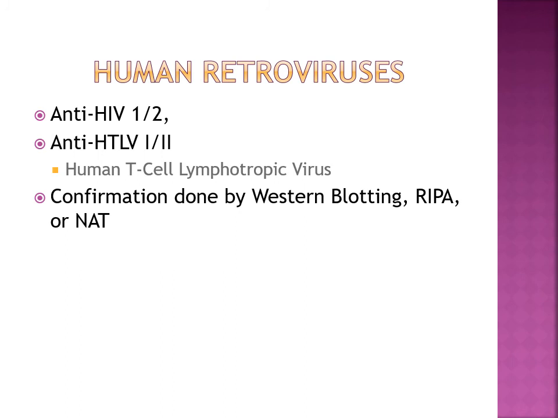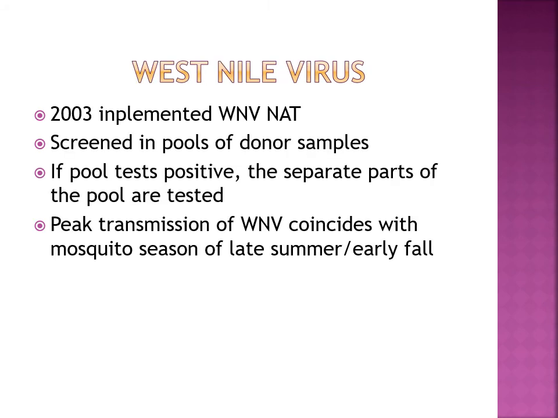We have human retroviruses of anti-HIV 1 and 2 and anti-HTLV 1 and 2. This is the human T lymphotropic virus. Confirmation is done by Western blotting, RIPA, or NAT testing. With West Nile virus, in 2003, it was an implementation of the NAT testing to test for West Nile. These are screened in pools of donor samples.